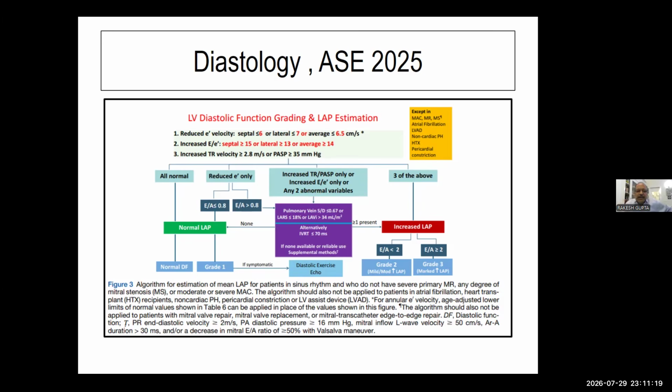So this is how we like to look at it. Once we look at these parameters, if normal LA pressures, reduced E prime, only one of these two is reduced, then look for E/A ratio. My E/A ratio is 2.48. If it's less than 0.8, grade 1. And then TR jet velocity alone or increased E/E prime, or any two of these abnormal variables, then you look at LA volume index or LA strain. If it's increased, then increased LA pressures.